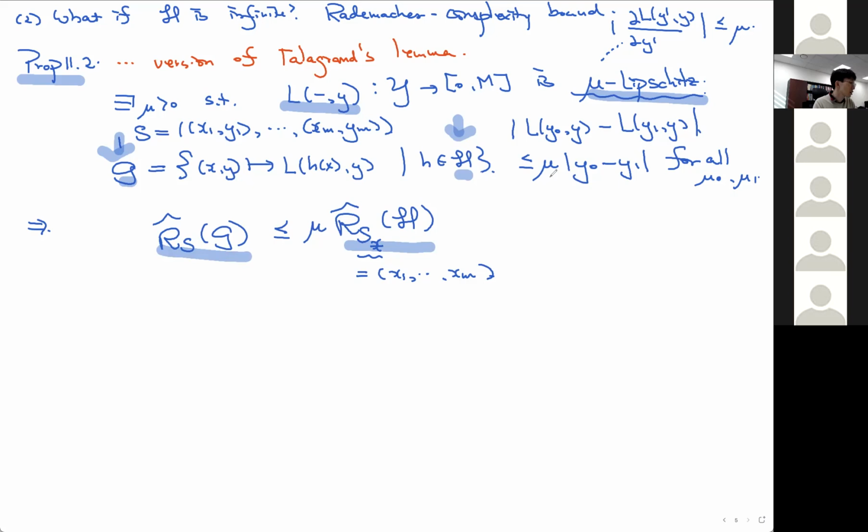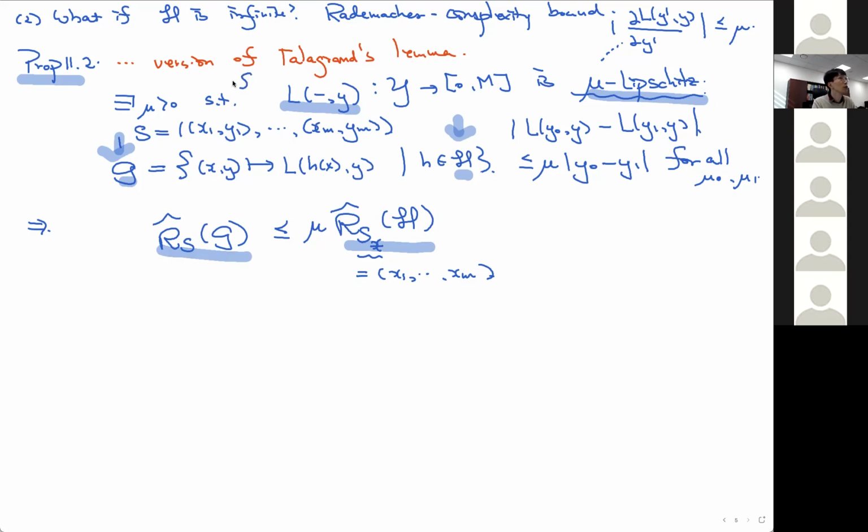The reason I'm hesitant is because it looks like I'm just telling you the Talagrand lemma and then saying, oh, it's a direct application. So it doesn't feel like it will carry any information to you. So let's just take 11.2 as it is. Yes, mu is universally quantified for all y. Okay.